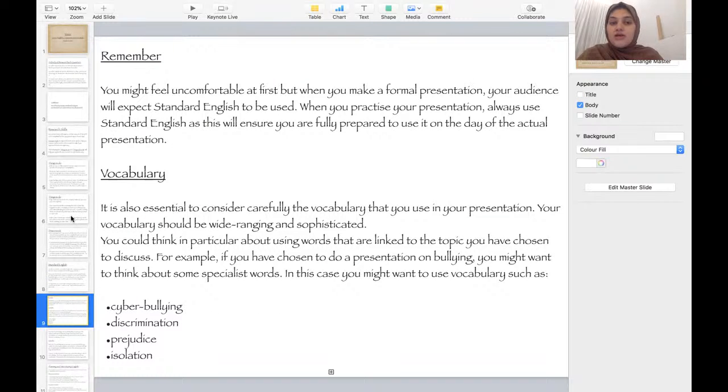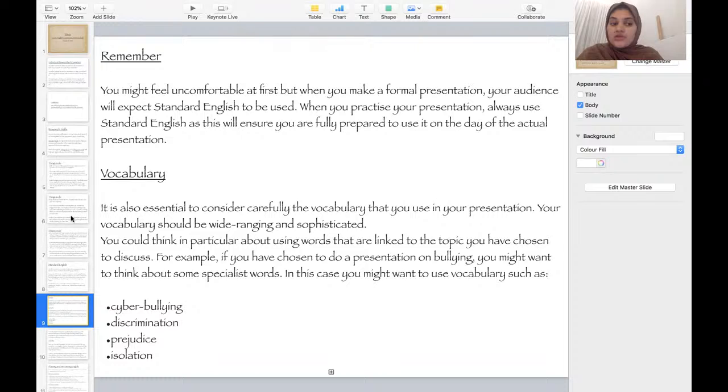Using the full words rather than the abbreviations. So remember, you might feel uncomfortable at first, but when you make a formal presentation, your audience will expect standard English to be used. So when you do practice your presentation, always use standard English, as this will ensure you are fully prepared to use it on the day of the actual presentation.